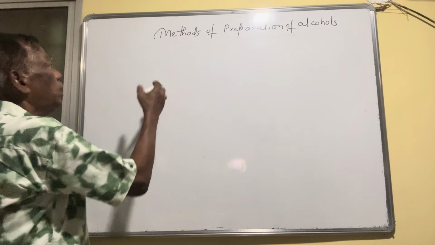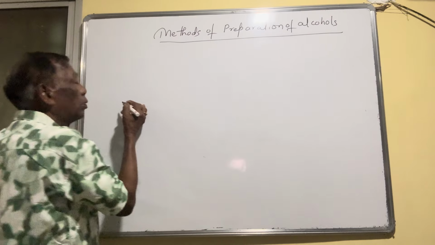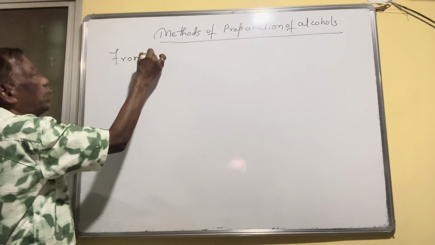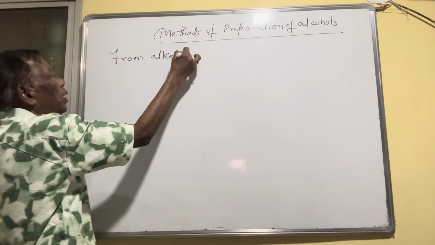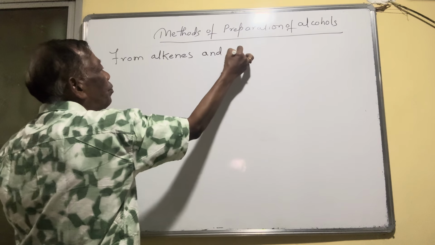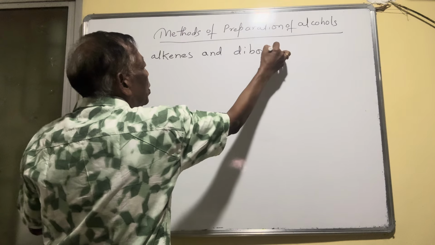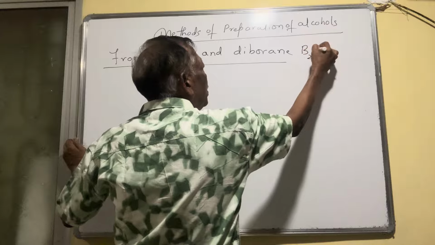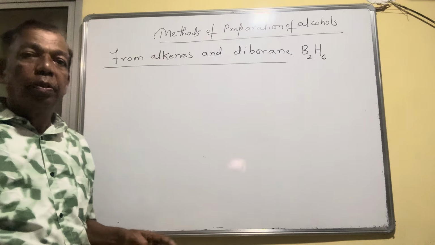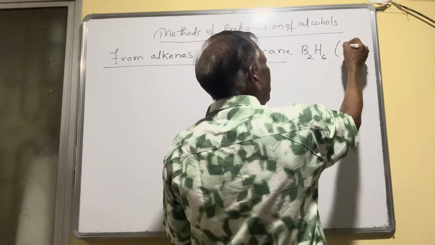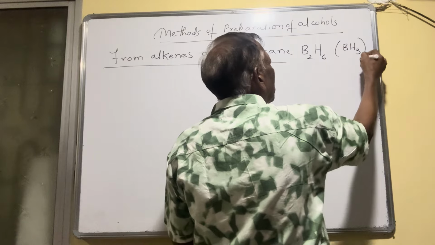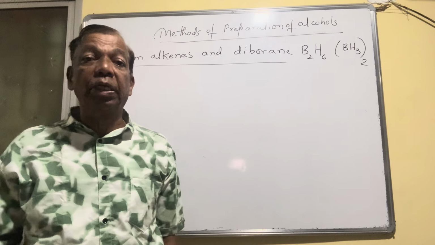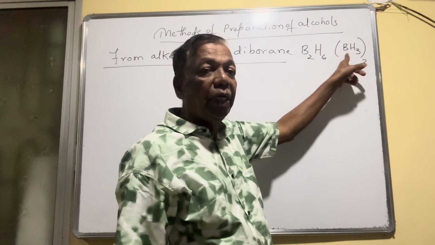Now see how we can prepare alcohol from alkenes and diborane. What is diborane? Diborane is B2H6. This can be written as BH3 twice. Now over here you can see the valence of boron is 3, that you just stick upon BH3.